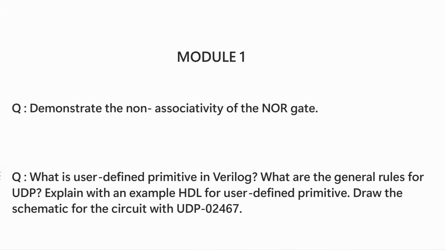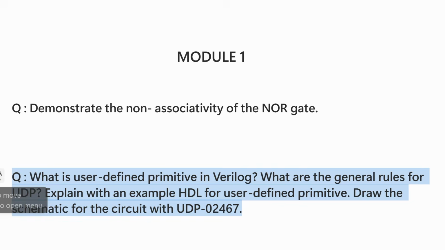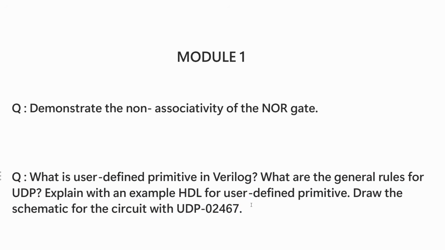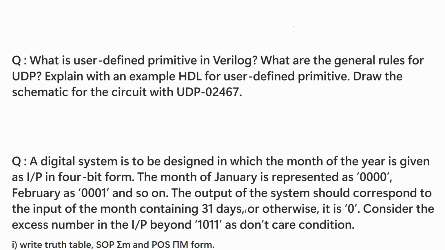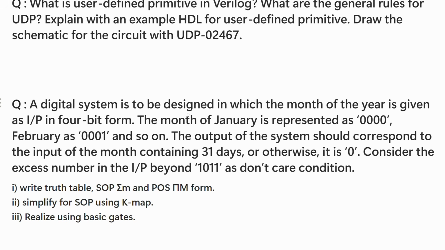Now our second question from module 1 is: what is a user defined primitive in Verilog? What are the general rules for UDP? Explain with an example HDL for a user defined primitive. Draw the schematic for the circuit with UDP 02467. So in this question you have to explain everything asked and draw the schematic for the circuit with UDP 02467.